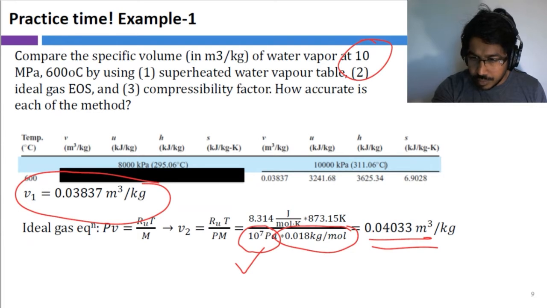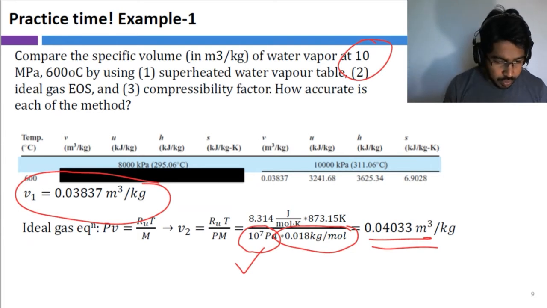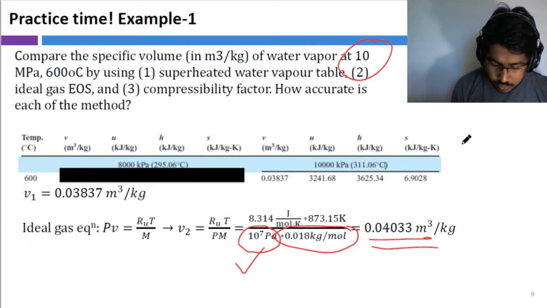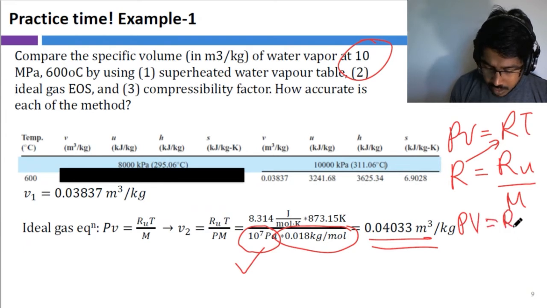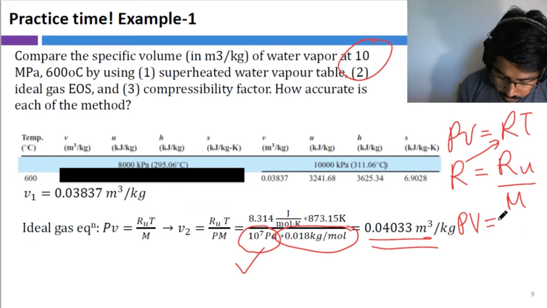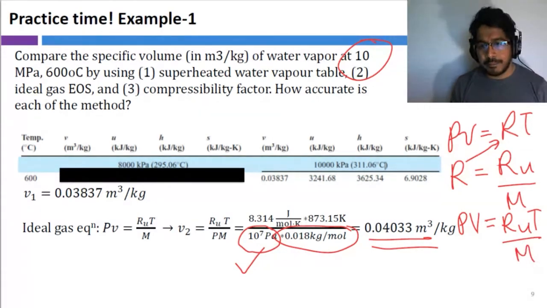Sorry, how did you get the formula PV to V2? So what we usually see in this course is PV equals RT, right? But the gas constant is Ru, the universal gas constant, divided by the molecular mass. So we substitute for R, and then we get PV equals Ru into temperature divided by molecular mass. Did I answer your question?